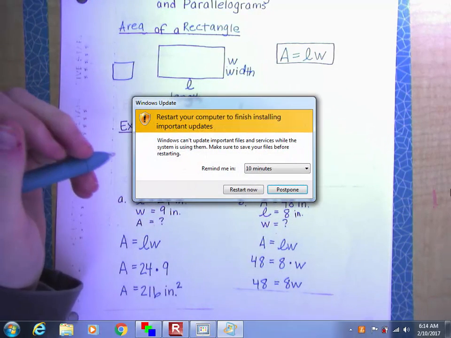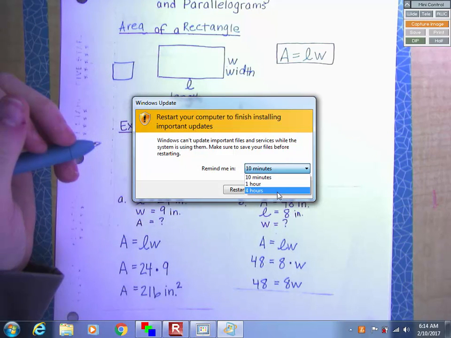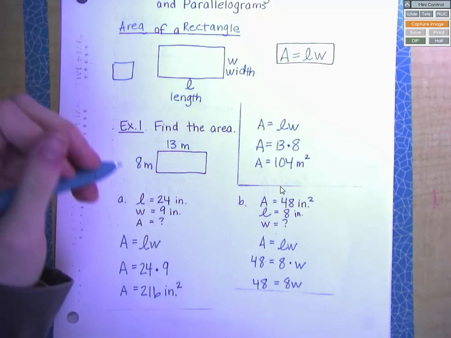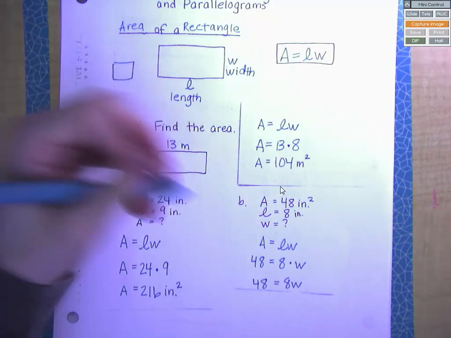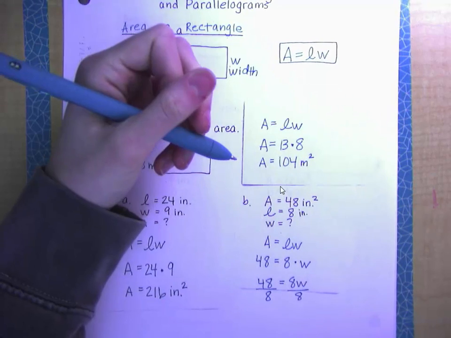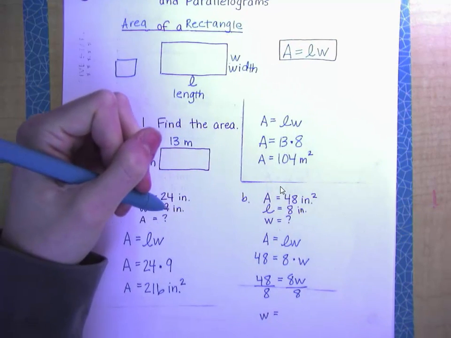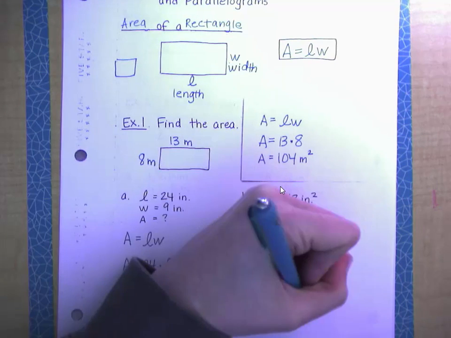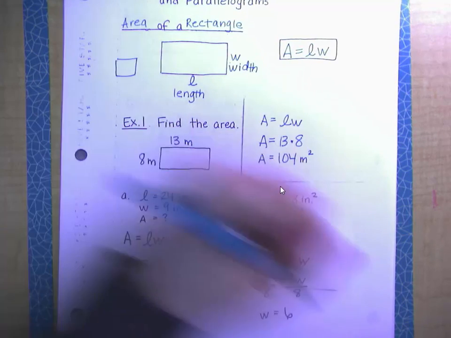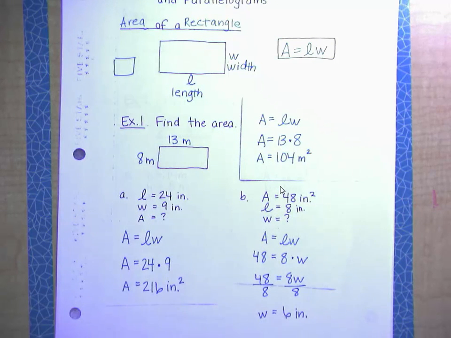And we know how to solve for a variable. We just need to divide to get that variable by itself. And then we would get our answer for the width, which 48 divided by 8 should give us 6. And it would be 6 inches. You've got to make sure you include your units.